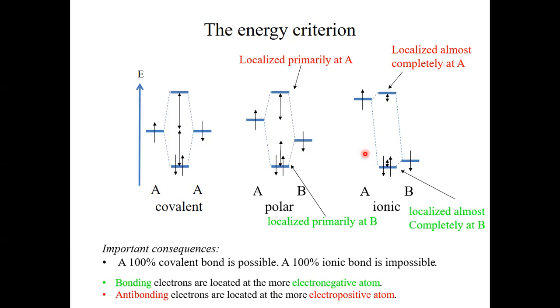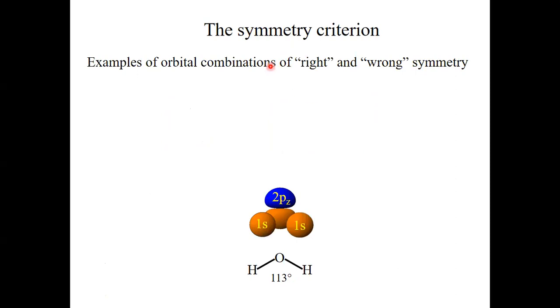Okay, so we have now discussed the energy criterion. Let us finally discuss also the symmetry criterion. So we said previously that molecular orbitals can interact when the bonding and the antibonding interactions do not cancel out. If they do not cancel out, they have the right symmetry, and if they cancel out, they have the wrong symmetry. So here's an example that shall illustrate this.